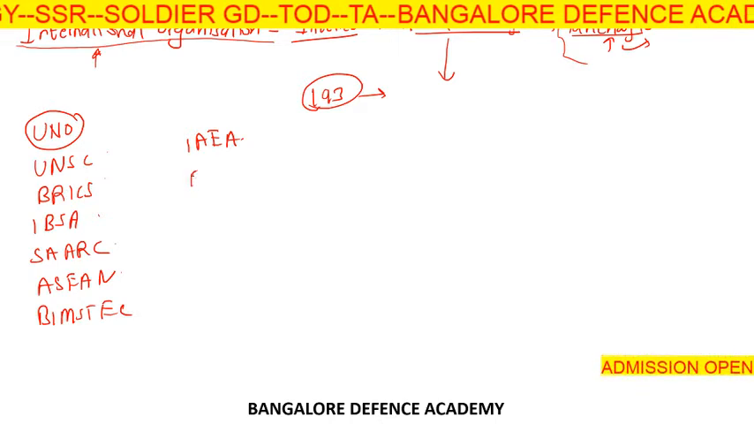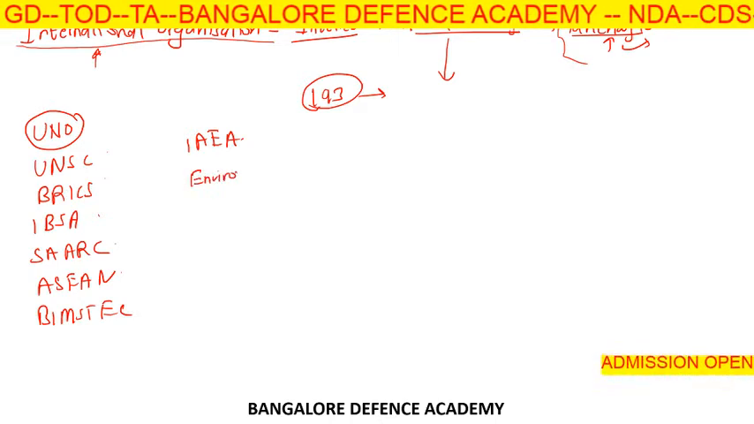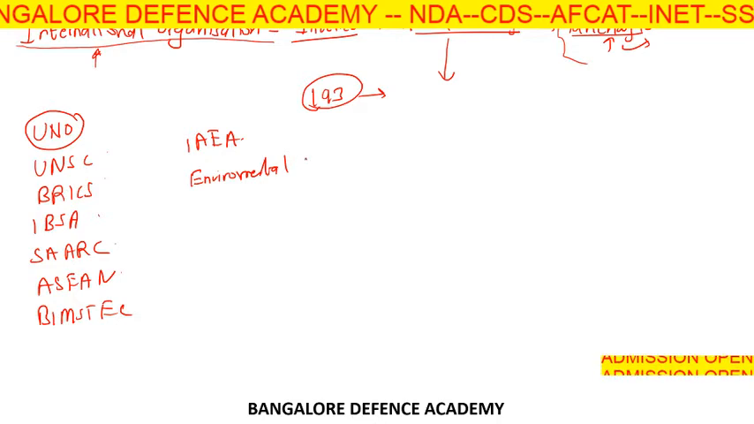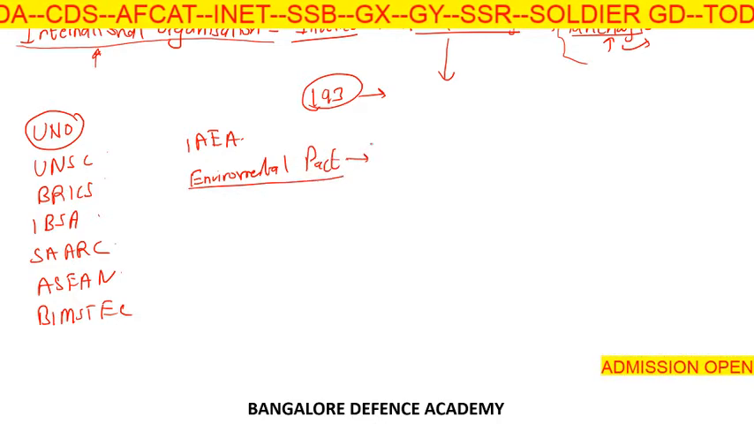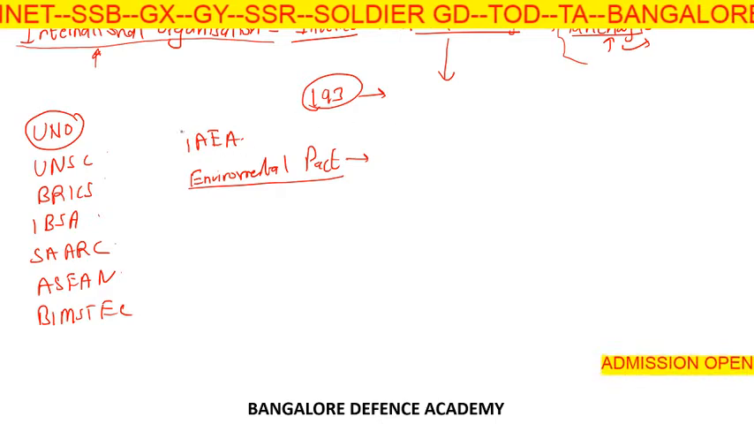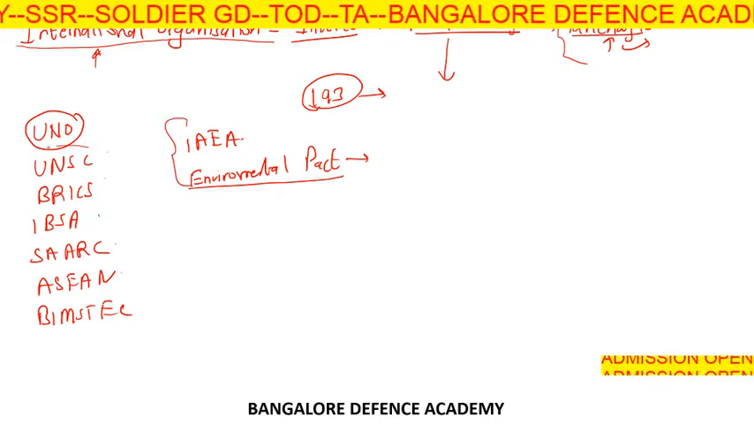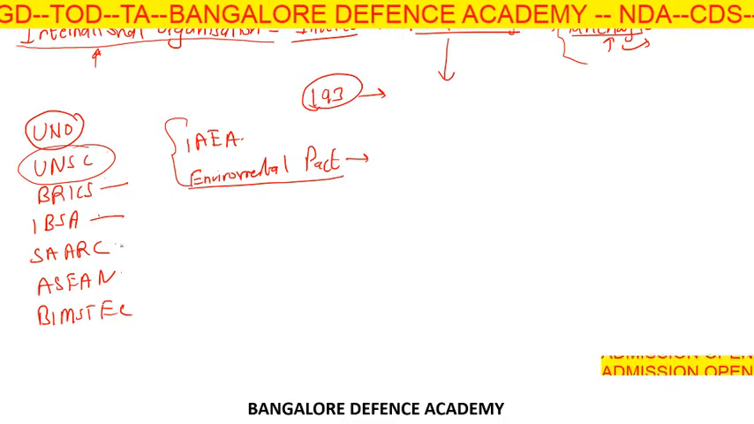Okay, then we will be talking about various environmental pacts, like the Kyoto Protocol, the Montreal Protocol, and then the Paris Agreement. All these things we are going to talk about in detail. UNO, UNSC, all these things we are going to see in detail.